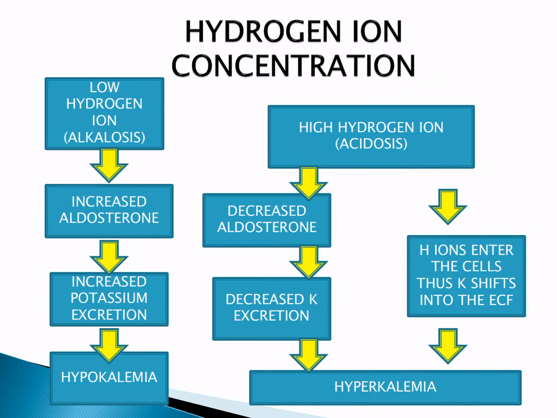Okay. Another mechanism that will happen if you have acidosis is that your hydrogen ions enter the cells, thus the potassium shifts into the extracellular fluid. So remember, if the hydrogen ion goes inside the cell, your potassium, which is inside the cell, will go outside, okay, going to your blood vessels. So that would increase your potassium in the blood. Okay.